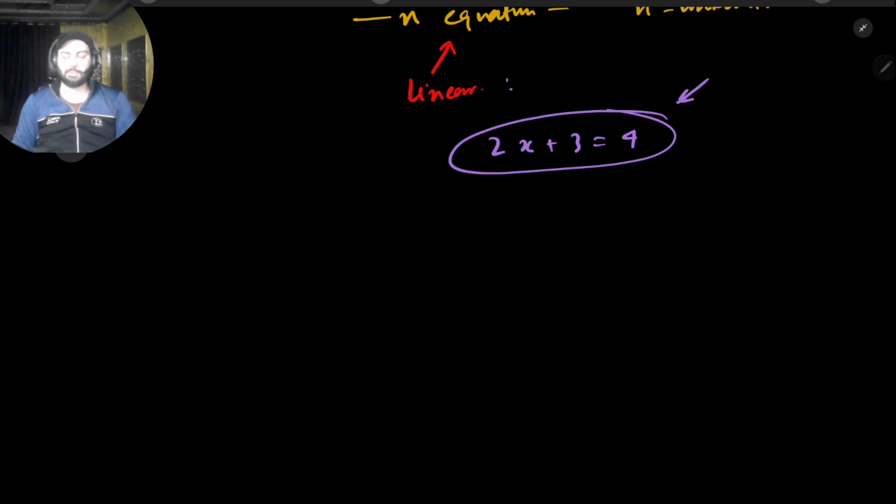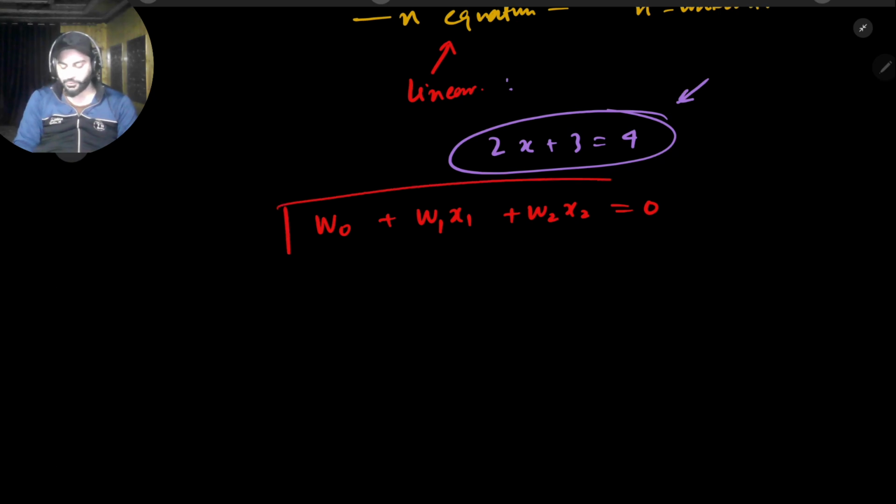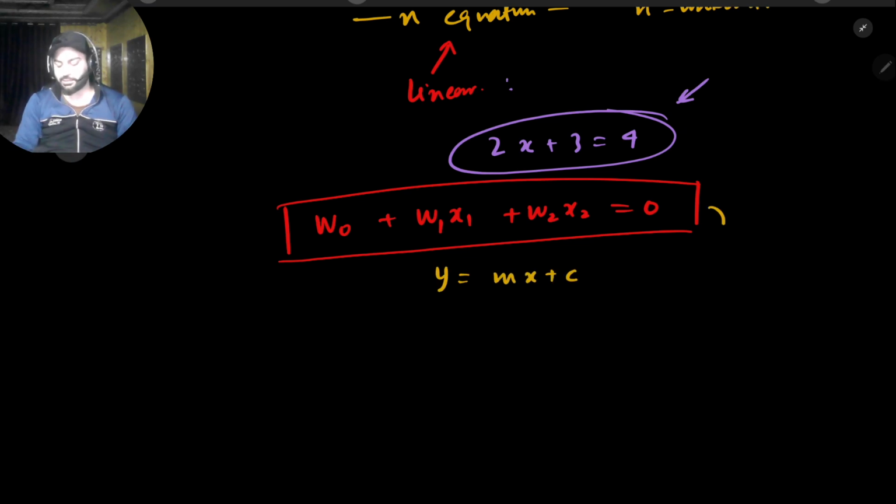If you remember, I told you the equation of a line is w naught plus w1 x1 plus w2 x2 is equal to 0. So this was the equation of the line, if you remember the previous lecture. In short, we used to write it like y is equal to mx plus c. You can get this equation by rearranging the terms. So this is the generic equation of the line.